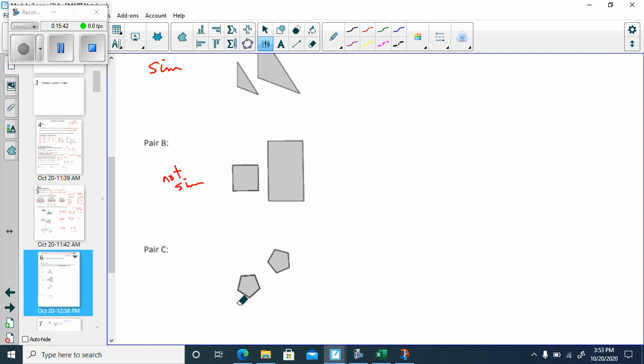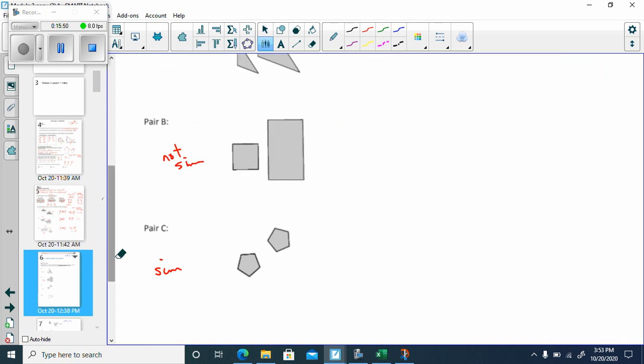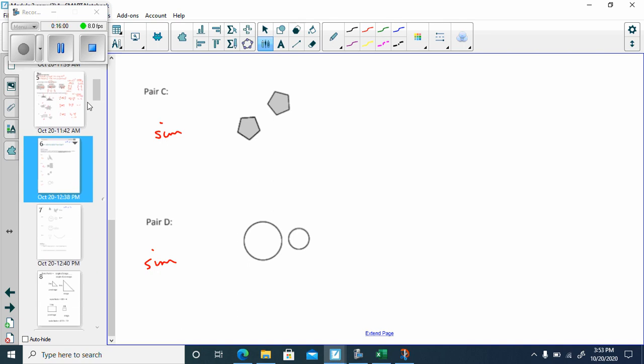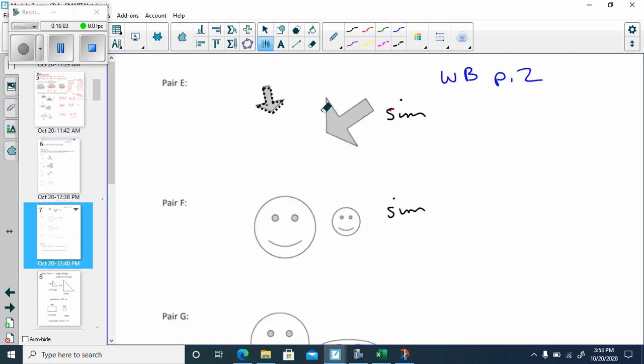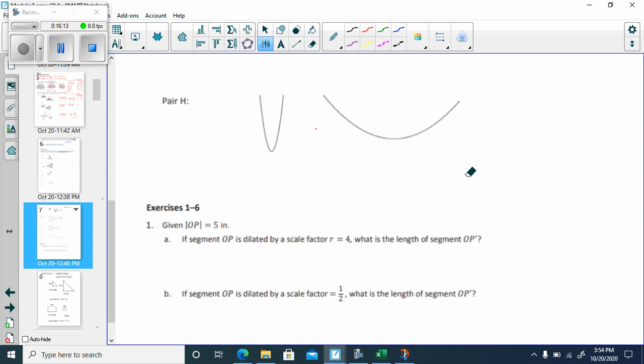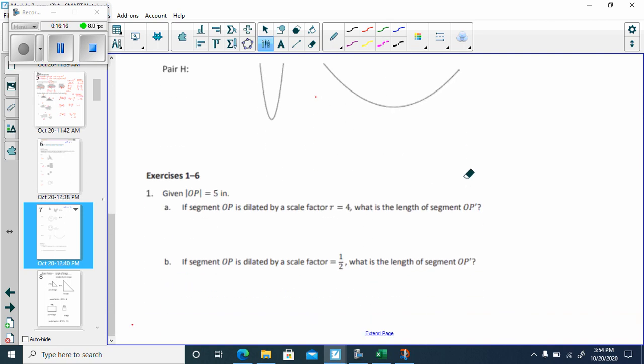Okay, pair C, these are similar because they've got the same shapes. In fact, they look like they're the same size. They may be congruent. We don't know. These are the same shapes, but not the same size. That would be similar. Go to the next page. These look like they're the same shapes, but not the same size, so they're similar. These are the same shapes, but not the same size, so they're similar. And we're going to leave out G and H because there's some other things we're going to deal with on G and H, okay? Let's look at the exercises down here.